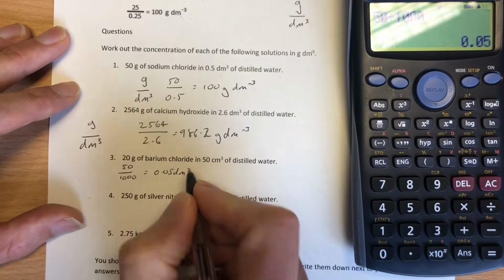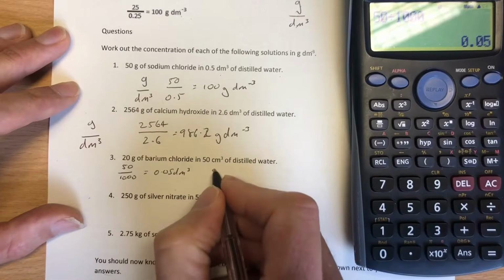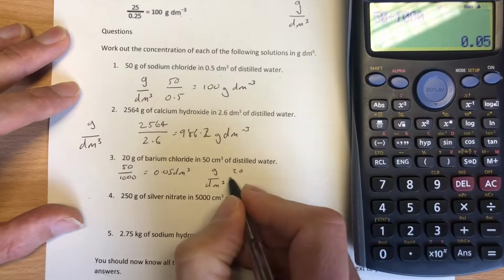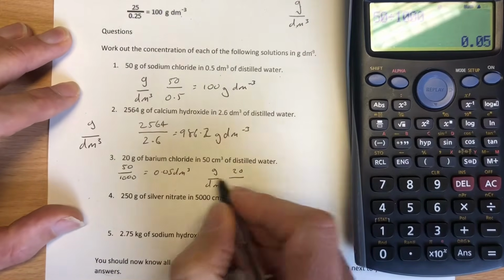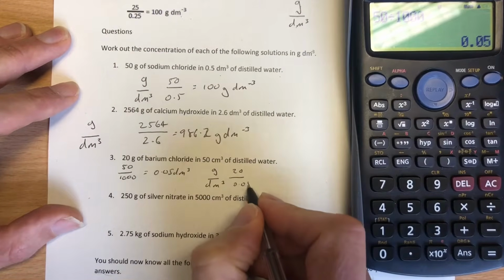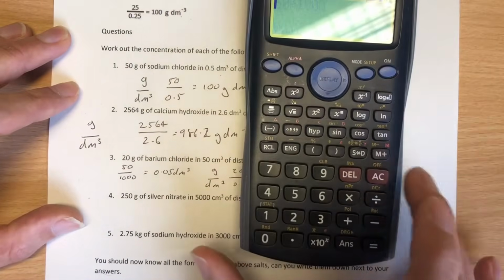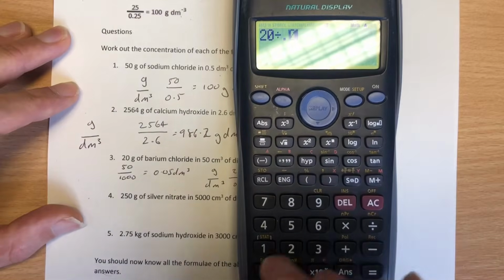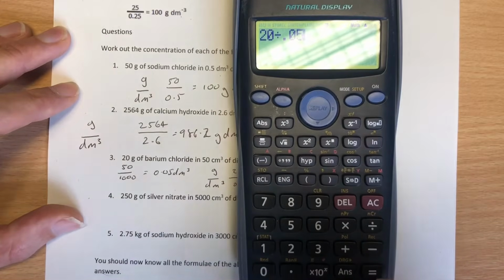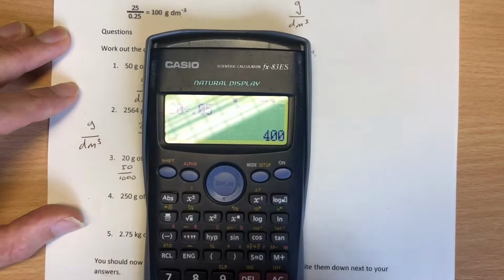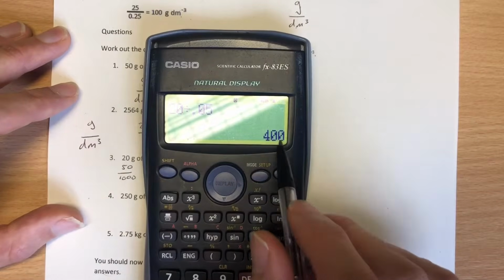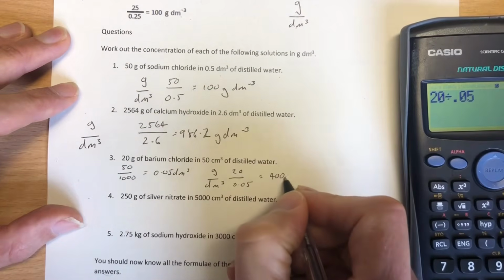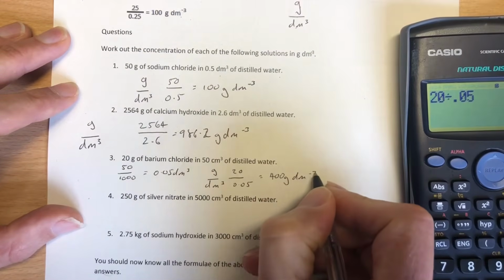That was stage one. We've now got that in decimeter cubed. Now we need grams divided by decimeter cubed. 20 grams divided by 0.05. So 20 divided by 0.05 equals, that's coming in at 400 grams per decimeter cubed.